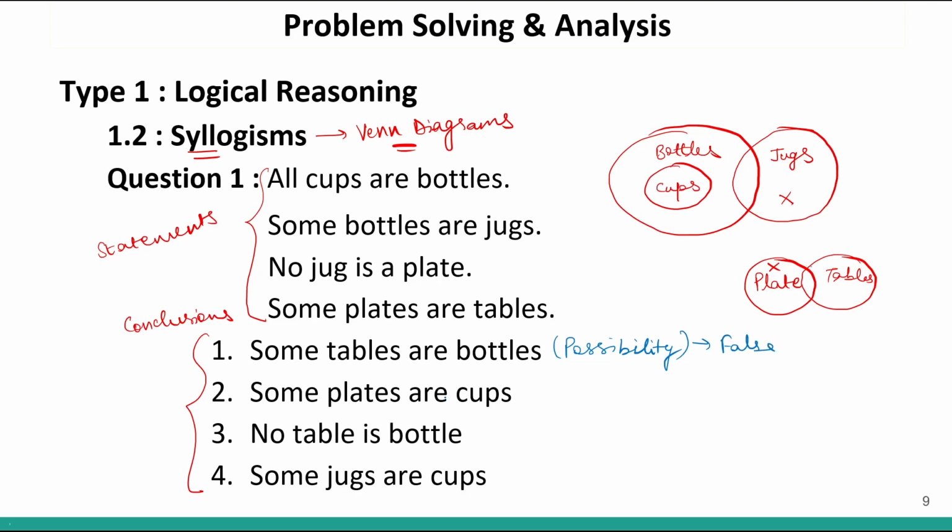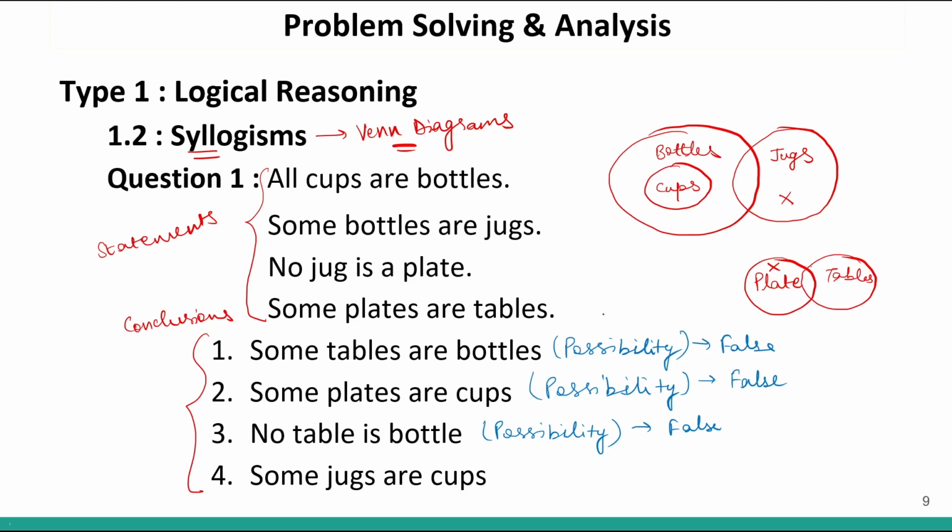Now, some plates are cups. So again, this could or could not be true. So this is a possibility. This is not definitely true. Therefore, this is false. Okay. Now, no table is a bottle. Again, this is a possibility. We cannot say whether this is true or not. So for the time being, let us say this is false.